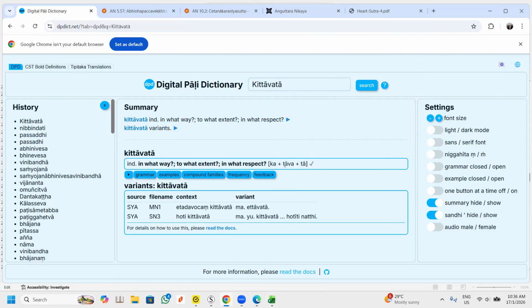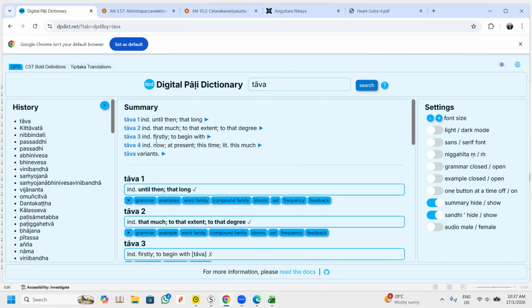So what you need to do is know what this ka is for, and this is tava. You have to break this out. Take this one out first. Then look at the meaning of tava. You see, tava means until then. And tava has so many meanings. If you break the sandhi, it's not going to be easy for you to get the idea.